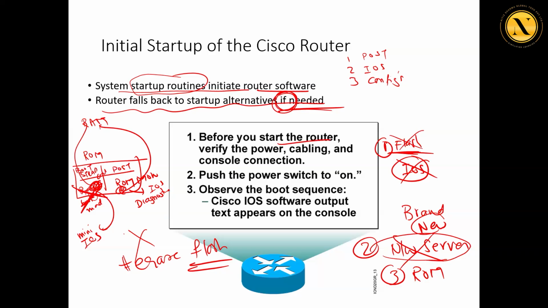So before you start the router, verify the power cabling and console connection. Push the power switch to on, because this is a router. It will have an on-off button, right? Switches don't have this. Turn it on physically, and observe the boot sequence on your console.